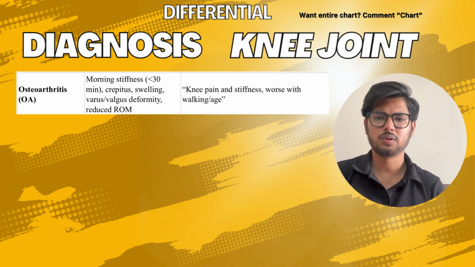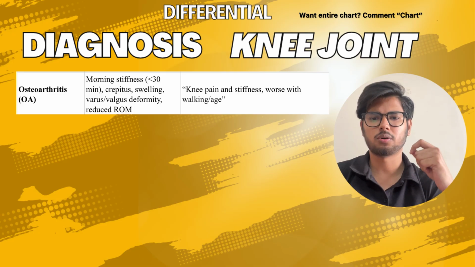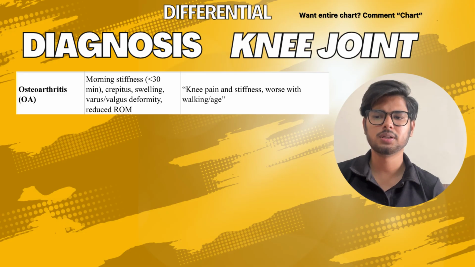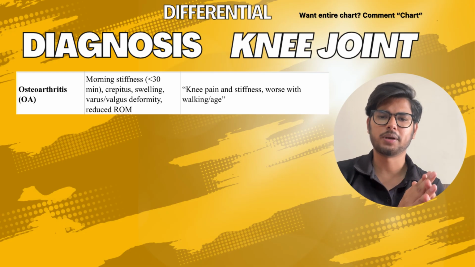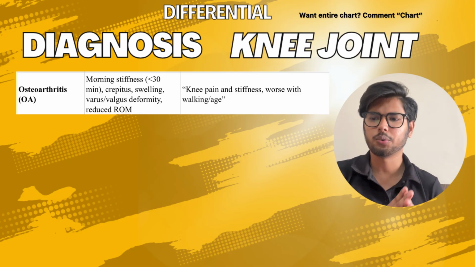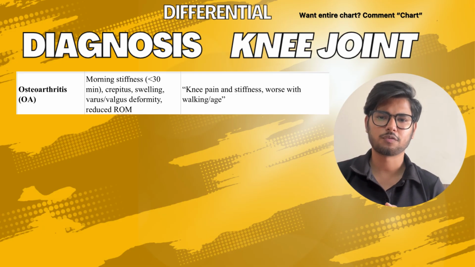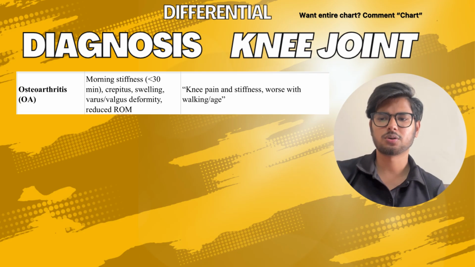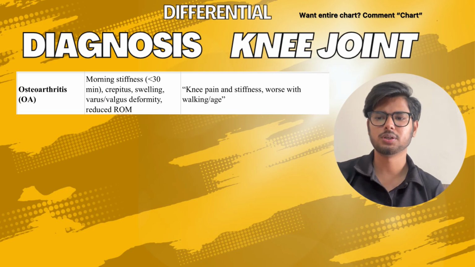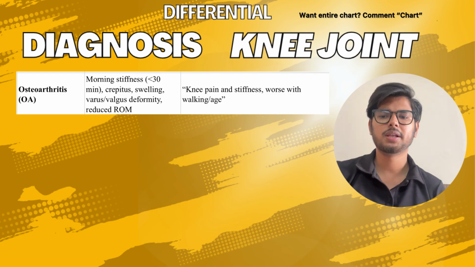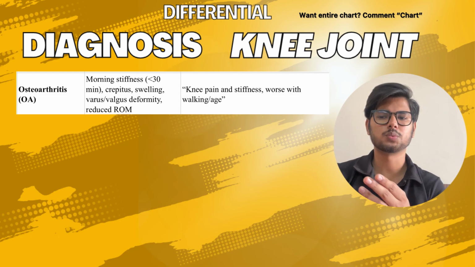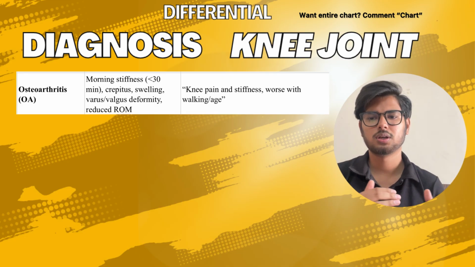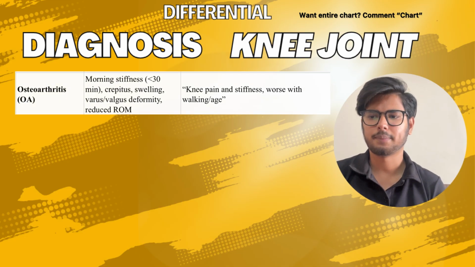Then again the crepitus will be there. It can be on the patellofemoral aspect or the femoral tibial aspect. Then we have the swelling. So swelling around the knee joint is very common, and varus or valgus deformity can be present in grade 3 and grade 4 OA, and there will be reduced range of motion along with the pain. So these patients also have pain while doing the range of motion exercises. Now knee pain and stiffness will be there definitely, and worse with walking, and as the age progresses, the degenerative condition moves forward.